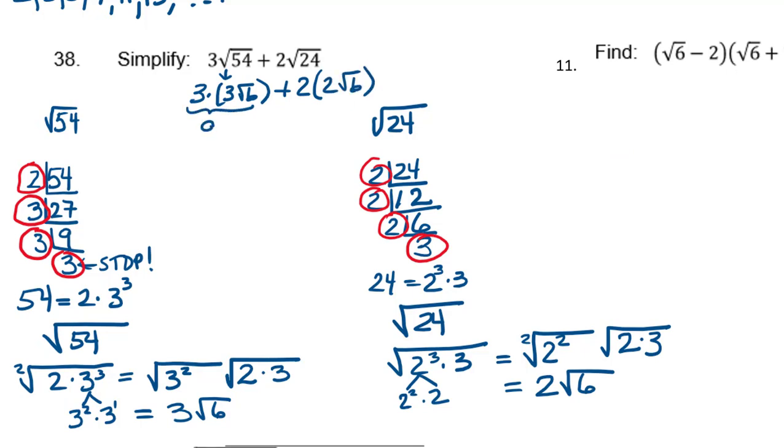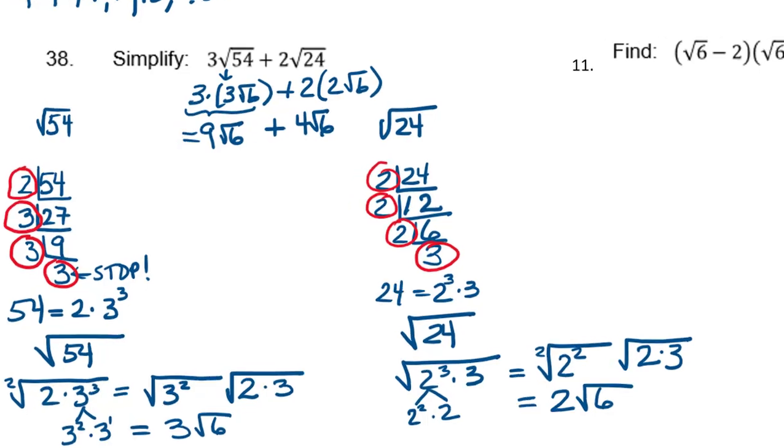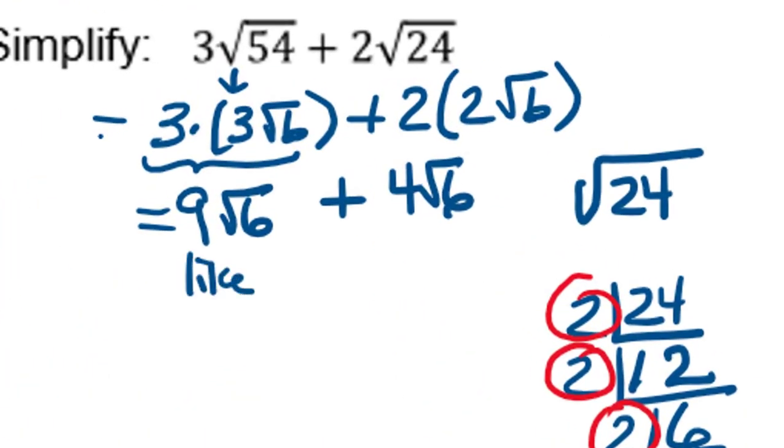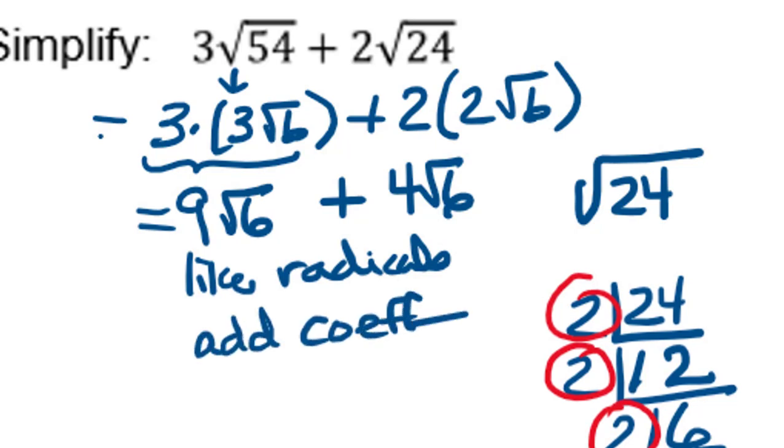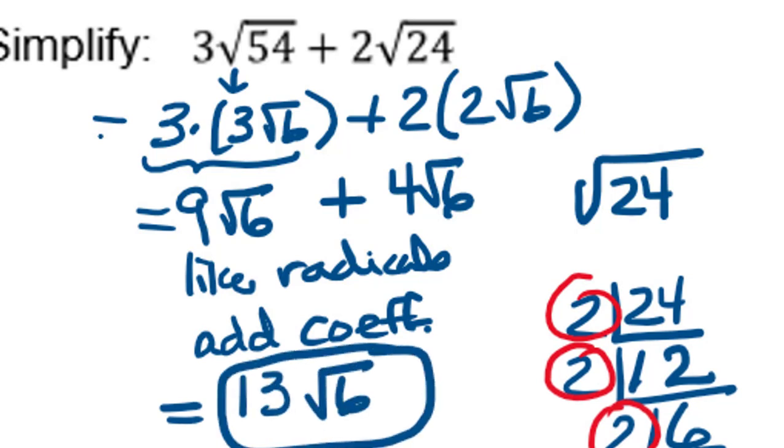3 times 3 root 6 is 9 root 6. 2 times 2 root 6 is 4 root 6. Notice that now we do have like radicals. And if you have like radicals, you can just add the coefficients, the numbers in the front. So 9 plus 4 is 13 square roots of 6.